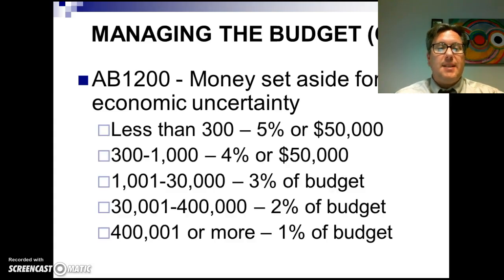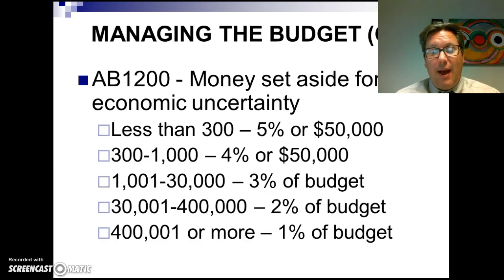So there is an expectation of what kind of rainy day needs to be set aside. So for districts less than that 300, it's about 5%, or that 50,000. Now it's interesting thinking of the larger districts that have over 400,000. That's only 1% of their budget.